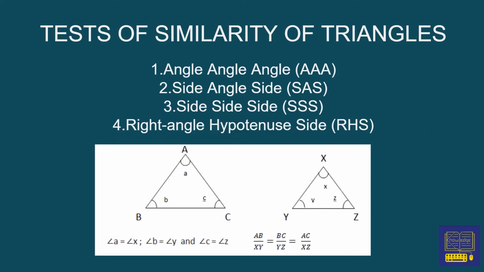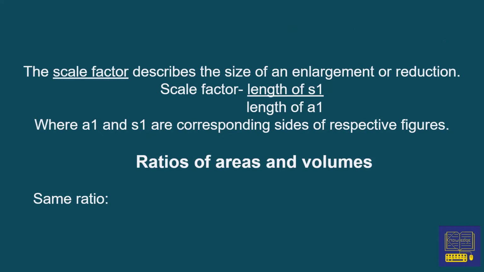The tests of similarity of triangles, or the conditions used to determine whether two figures are similar or not. The first one is the AAA test, wherein all three angles of two triangles are equal. The second one is the SAS test, wherein two sides are in proportion and the angle between them is equal. The third one is the SSS test, wherein all three sides of two triangles are in proportion. The fourth one is the right angle hypotenuse side, RHS test, wherein for two right angle triangles, the hypotenuse is in proportion.